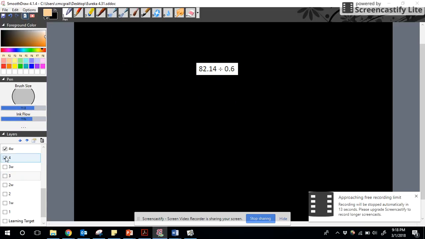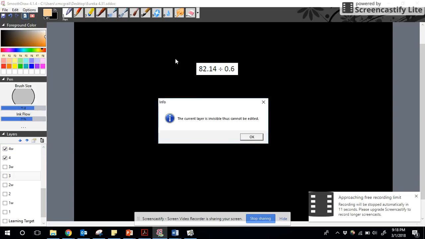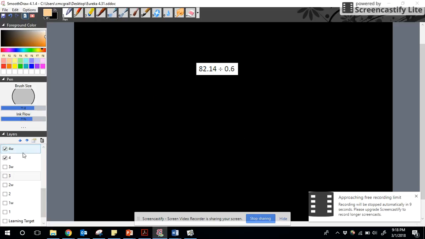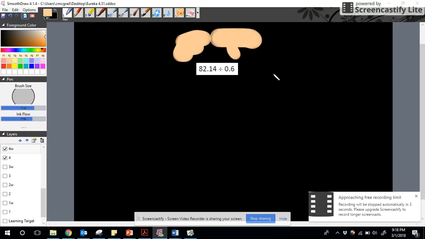Let's take a look at our exit ticket. Your exit ticket is 82 and 14 hundredths divided by 6. Good luck, and then check with your teacher to find out what to do next.